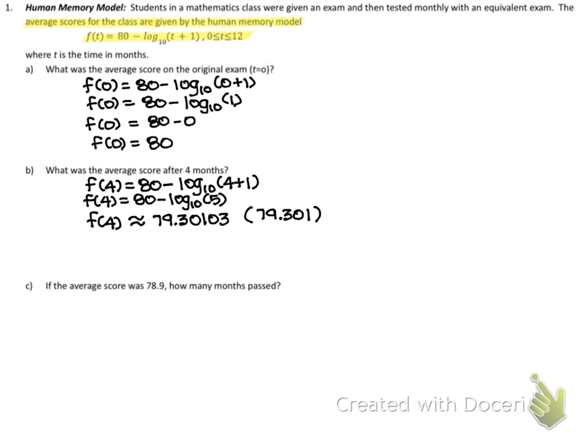Remember you can also round or truncate to 3 decimal places. Okay, if the average score was 78.9, so we're not talking about time now. We know what the score is. We're trying to find months. So how many months passed? So this means find t. So we're going to take our formula and we're going to do 78.9 equals 80 minus log base 10 of t plus 1. Let's say find t.